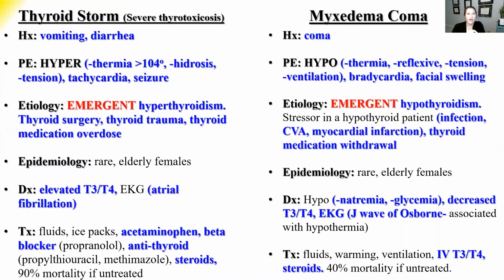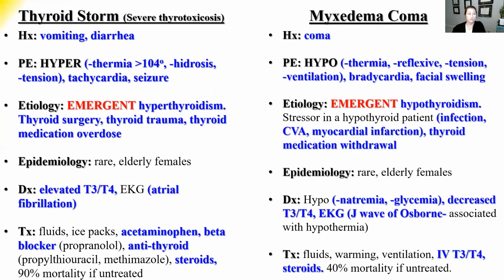Next, let's talk about thyroid storm and myxedema coma. Thyroid storm, just think about this as a severe hyperthyroid state. Myxedema coma is a severe hypothyroid state. So let's start with thyroid storm, also called severe thyrotoxicosis. Vomiting, diarrhea, everything's hyper. So hyperthermia over 104, hyperhidrosis, hypertension, tachycardia, seizures. This is an emergent hyperthyroid state.